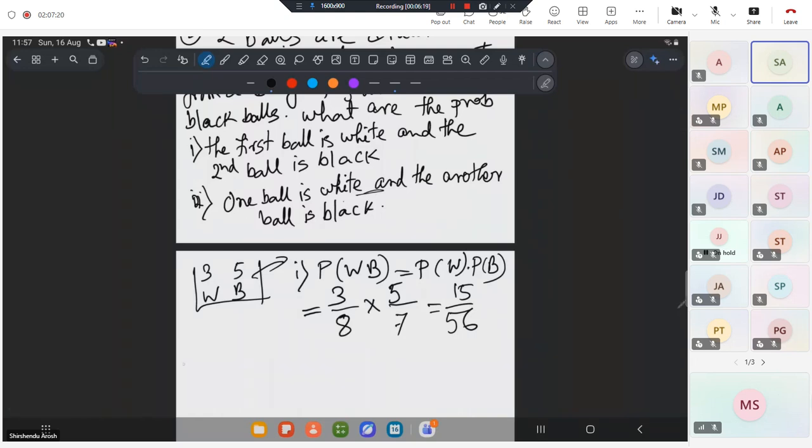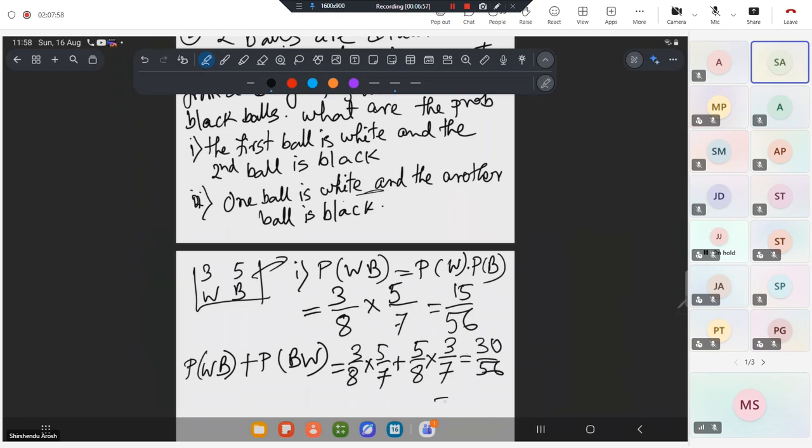Next case would be one white ball and one black ball. That means the sequence is not given here, so I have to take P of WB as well as P of BW. Both cases I have to take care of. So P of WB, the same case, 3 by 8 multiplied by 5 by 7. In the BW case, first I take out a black ball out of the 8 total balls, so 5 by 8, multiplied by, now there are 7 balls, 1 white ball out of 3 white balls out of 7 balls, just a reverse. So it will be 30 by 56, that means 15 by 28. That's a simple problem.